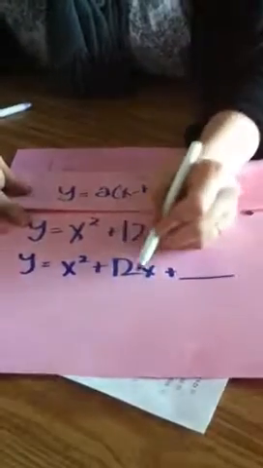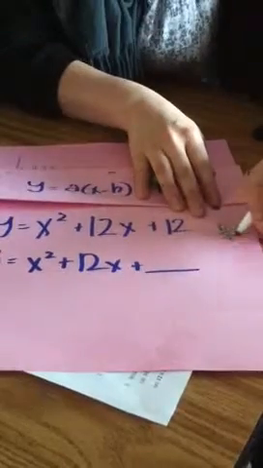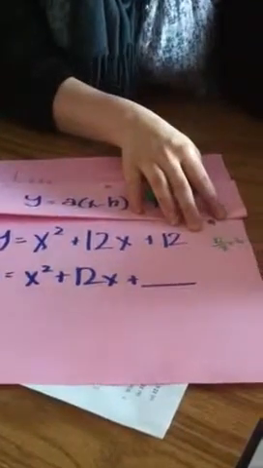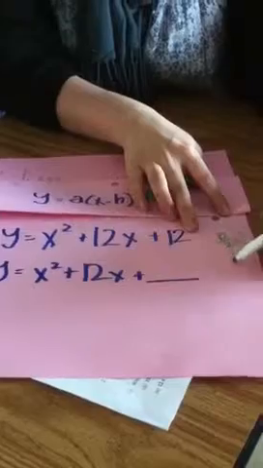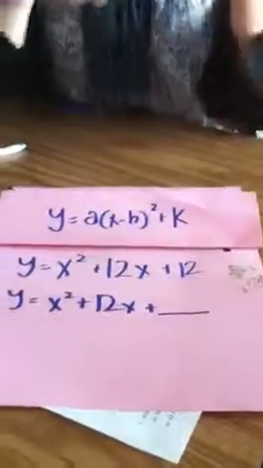PJ, what do we have to do with the 12? You have to divide by 2. 12 divided by 2 is? 6. And then what do we do with the 6? Squared. Which is 36. That's always the pattern of perfect square trinomials. It needs to follow this for this to become a perfect square trinomial.